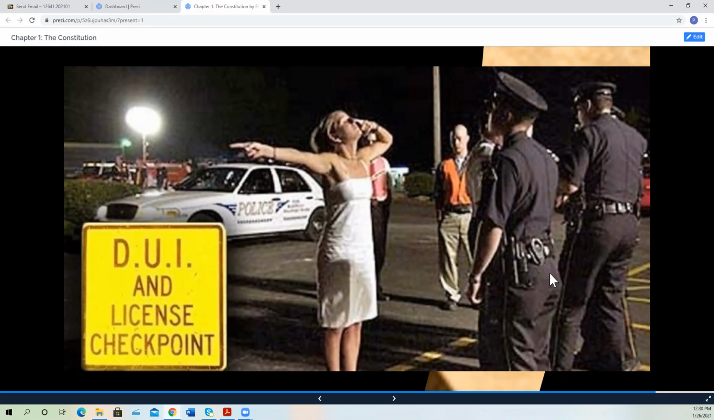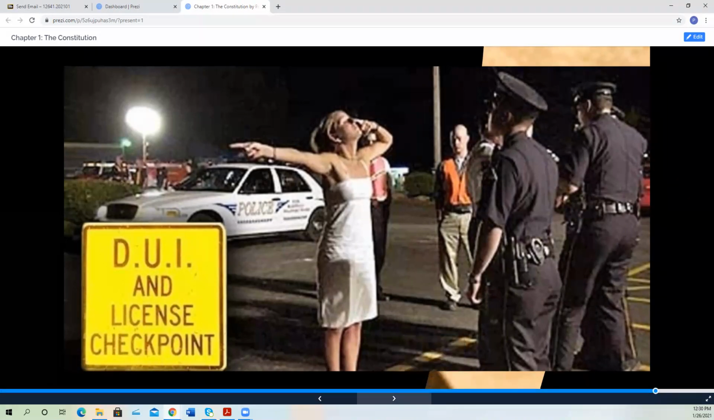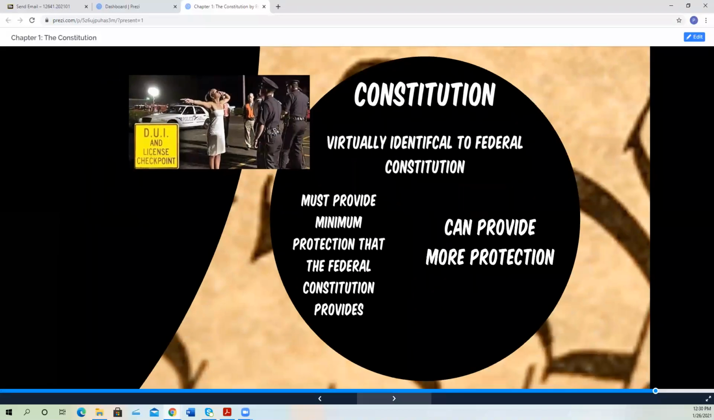If the Supreme Court said that DUI checkpoints violate our Fourth Amendment, a state Supreme Court cannot say, well, it does not violate our Fourth Amendment, so it's okay. Because that now is taking away a right that the federal government gave us. It's not adding to it, it's taking it away. So states are free to interpret their constitution differently than the federal government, as long as the way they interpret it gives us more rights.